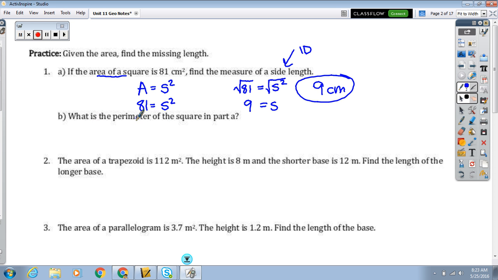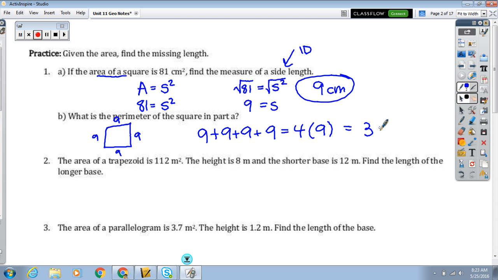So when I read part B, it says, what is the perimeter of the square? I'm thinking, oh, perimeter means the distance all the way around. And you can also draw a picture to kind of help you out. So a square would be 9 inches, or sorry, 9 centimeters on each side. So if I need to find my perimeter, I'm just adding all those sides up, or since they're all the same, doing 9 times 4 to get 36.